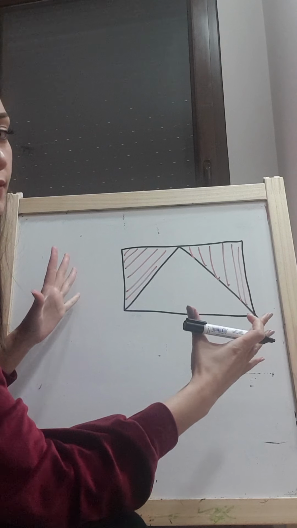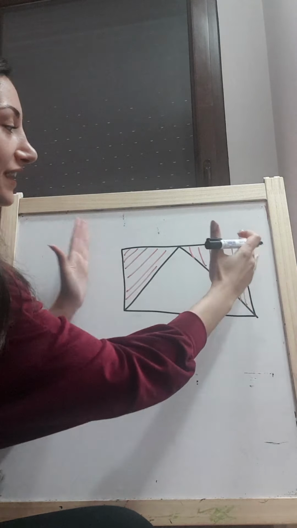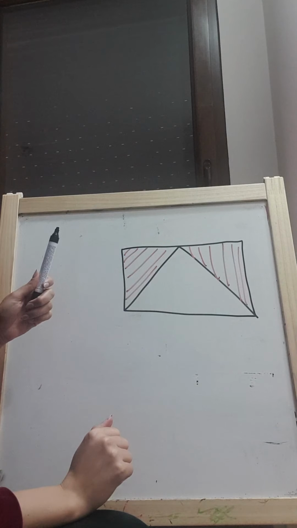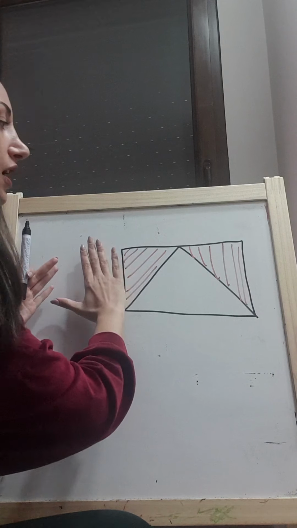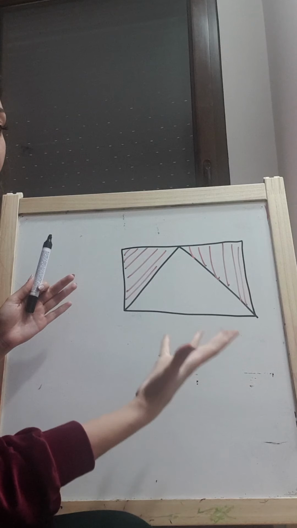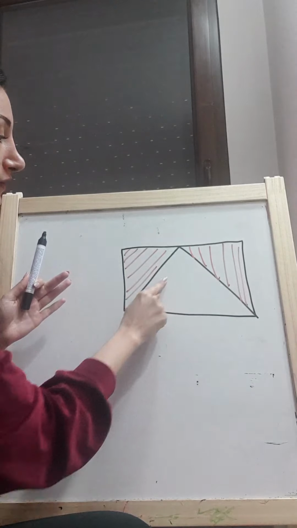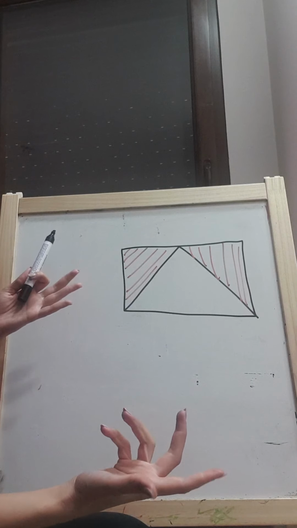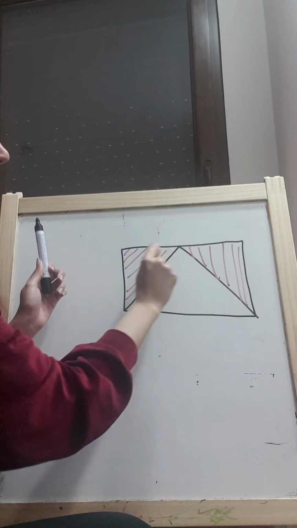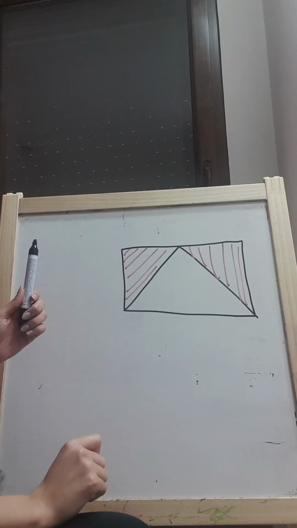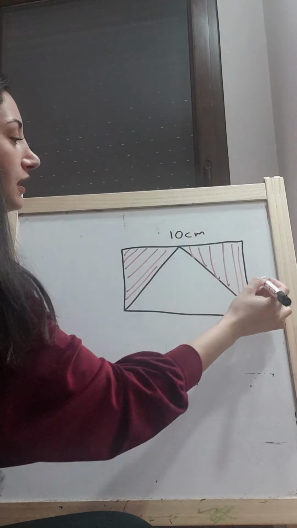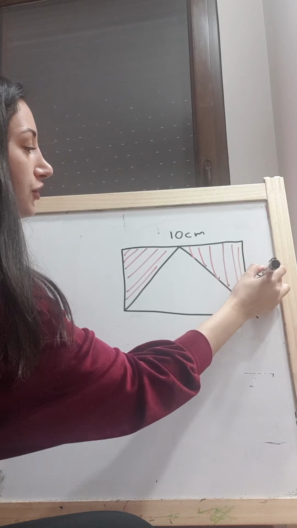Can you imagine that this shape is a rectangle and I cut a triangle from it? So technically, can I find the area of the full rectangle and subtract from it the area of this triangle? What would be left? Imagine that this is a piece of paper and you cut this triangle from it. This is what would be left, right? So let's write the measurements first. This is 10 centimeters and this is 6 centimeters.